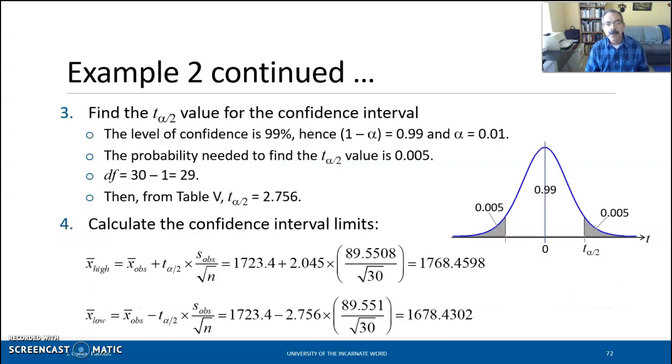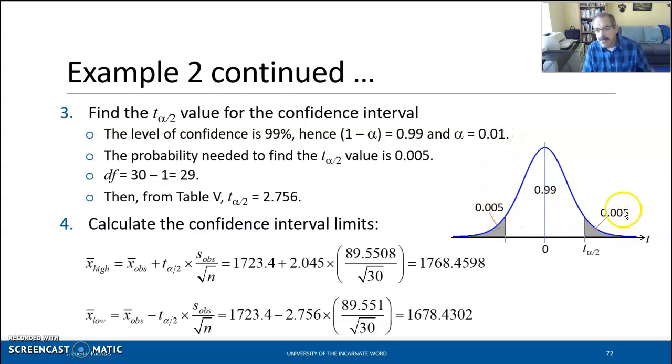So with those 2 things, we know that we're justified in using the t-distribution to construct this confidence interval. All right, so the next step, step 3, is to find the t-value to use in the confidence interval equations. Here we use the level of confidence, which is 99%. From there we can see that alpha is 0.01. Remember, this alpha probability is divided between the 2 tails in an equal fashion. So we divide 0.01 by 2, and that gives you 0.005.